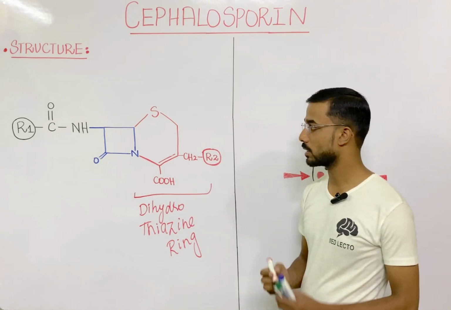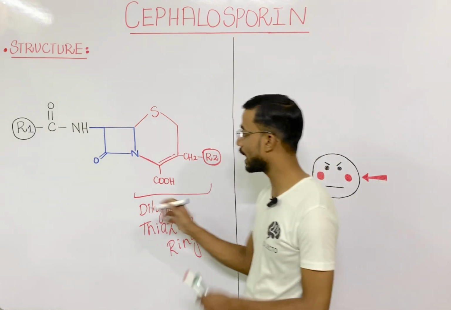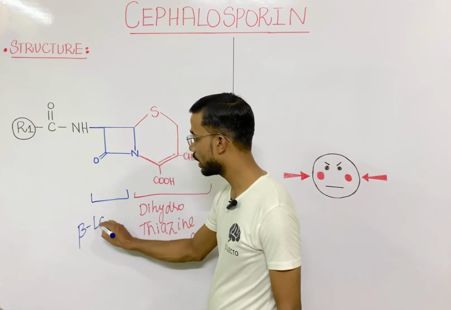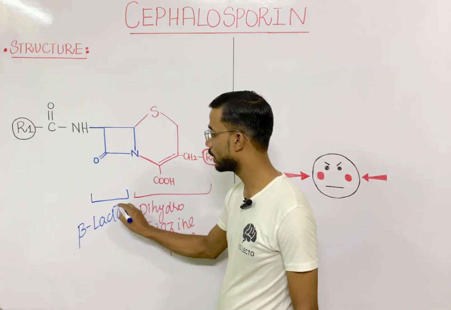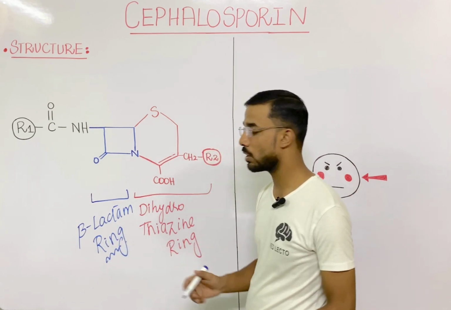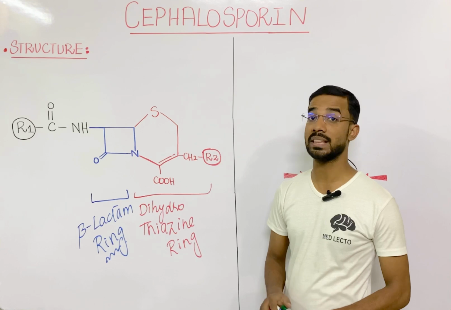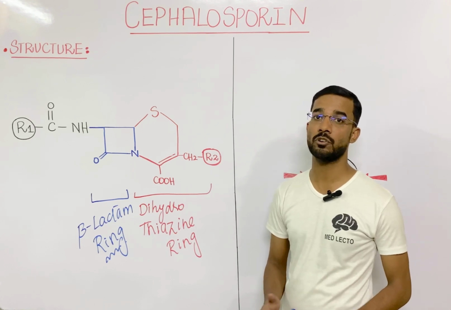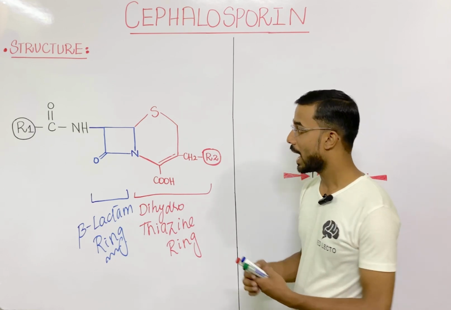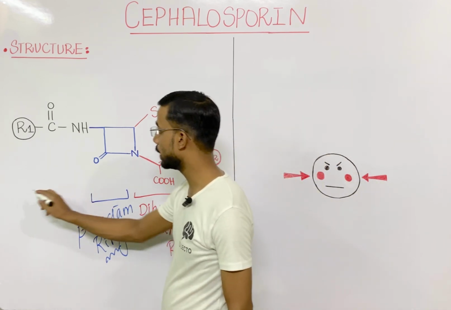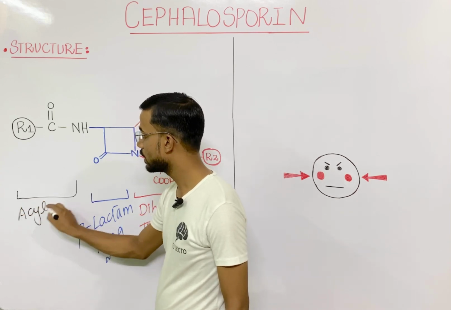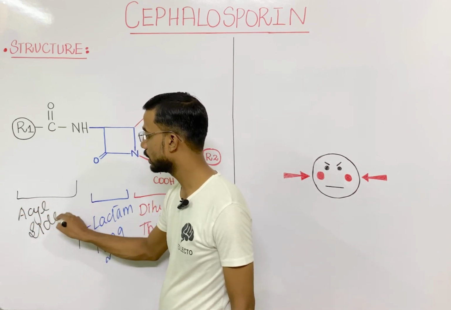The second component is the beta-lactam ring. On the basis of the presence of the beta-lactam in the cephalosporins, we call cephalosporin a beta-lactam antibiotic. And the third component is the acyl side chain.